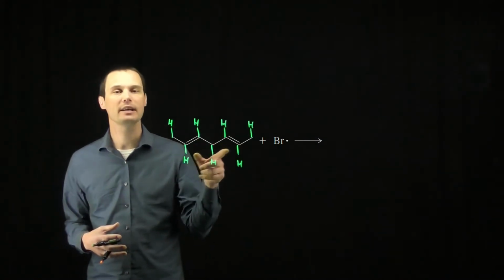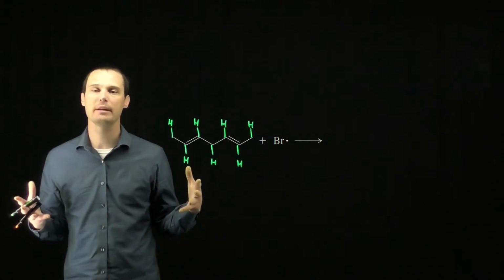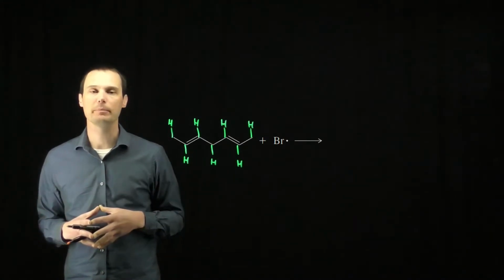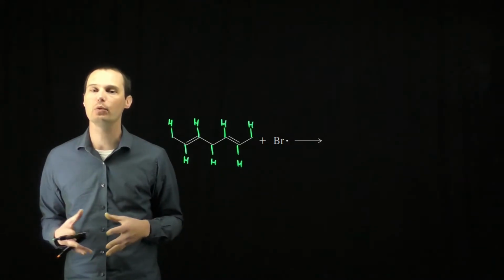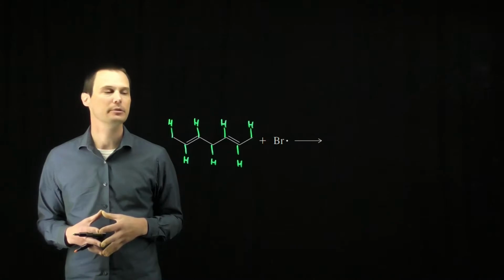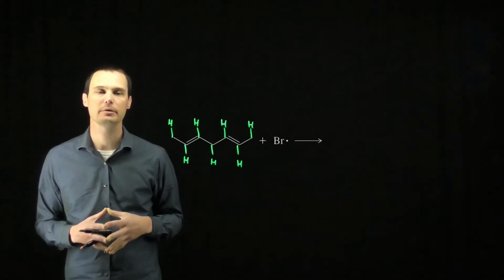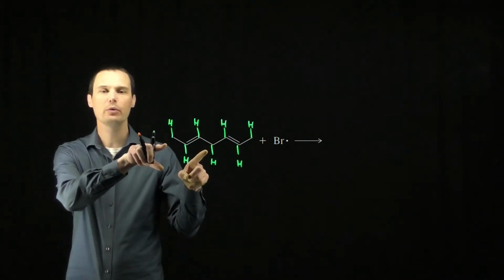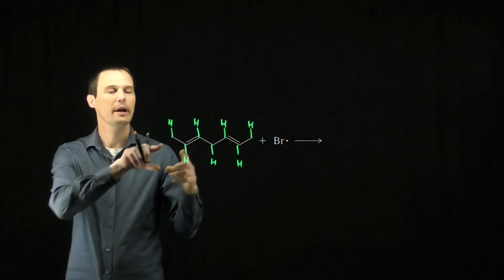Any carbon attached to an sp2 hybridized carbon will have a larger bond dissociation energy and will react slower. So none of the carbons attached to the alkene will react fastest. That leaves the hydrogens attached to sp3 hybridized carbons. The two on the end are the same, so really we're only looking at these two carbon-hydrogen bonds.